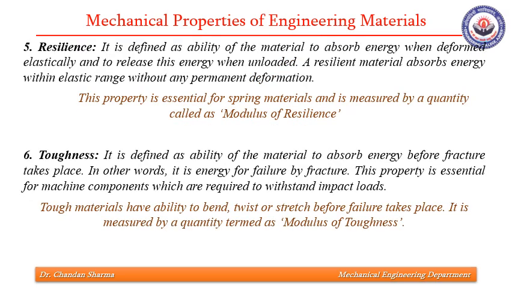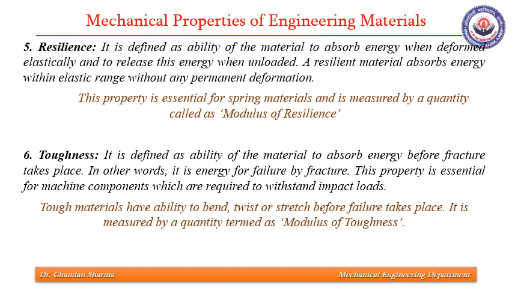We have seen the modulus of resilience. Let us try to find what this resilience is. It is defined as the ability of the material to absorb energy when deformed elastically and to release this energy when unloaded. A resilient material absorbs energy within the elastic range without any permanent deformation. We have seen that this property is very important for spring materials, and this is measured by a quantity called modulus of resilience.